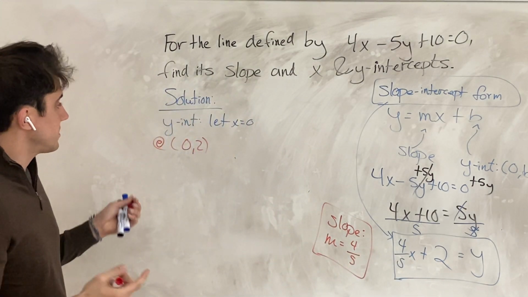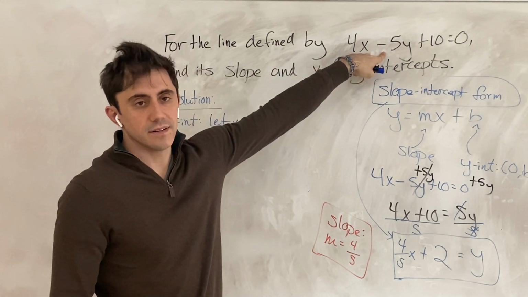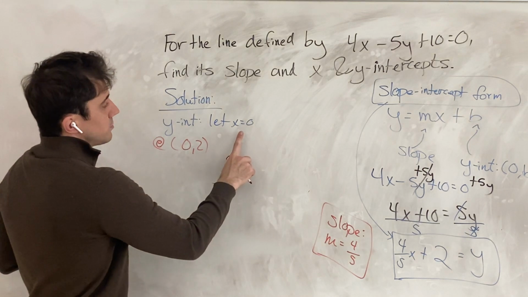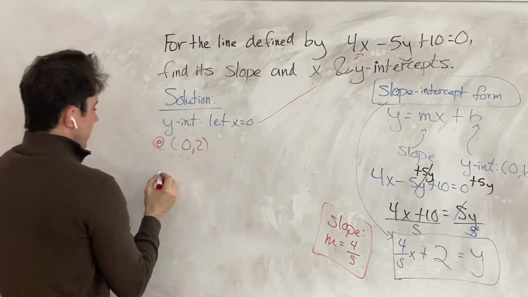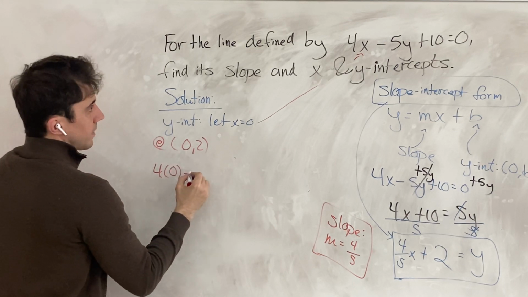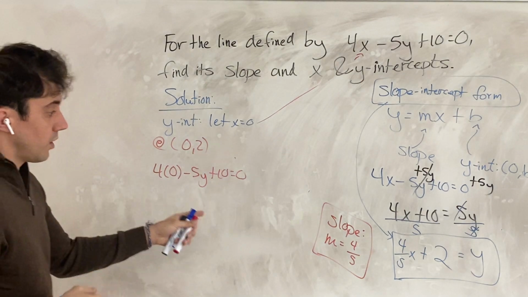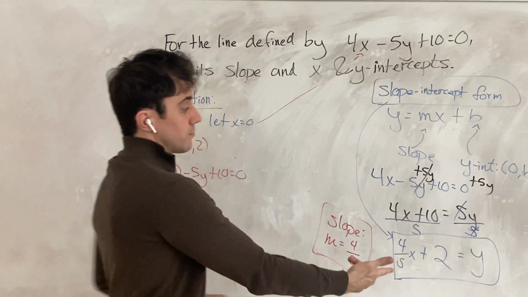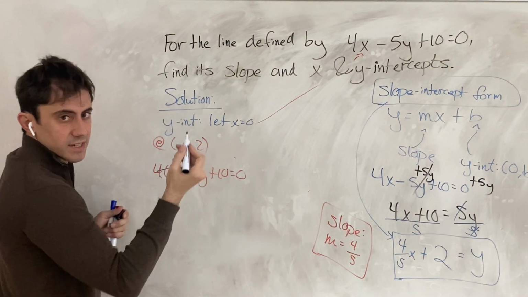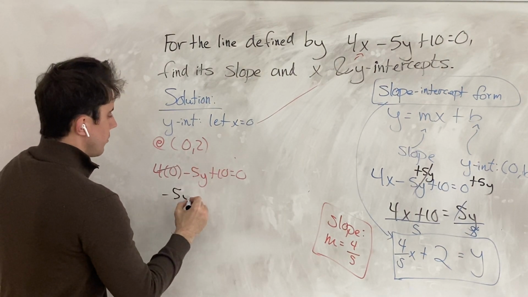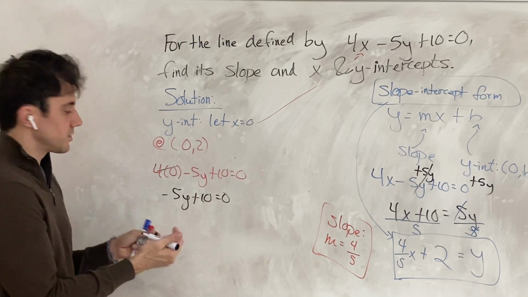And now let's check this using the idea that we can simply let x equal 0, plug that in, and solve for y. So if we let x equal to 0, plug that in here, right? Then we'll have 4 times 0 minus 5y plus 10 is equal to 0. And we know we should get y is equal to 2, right? Because that's the y-intercept we found using a different method. So let's go through that. 4 times 0 is 0, and so we have minus 5y plus 10 is equal to 0, and we're back to a pretty simple equation to solve.